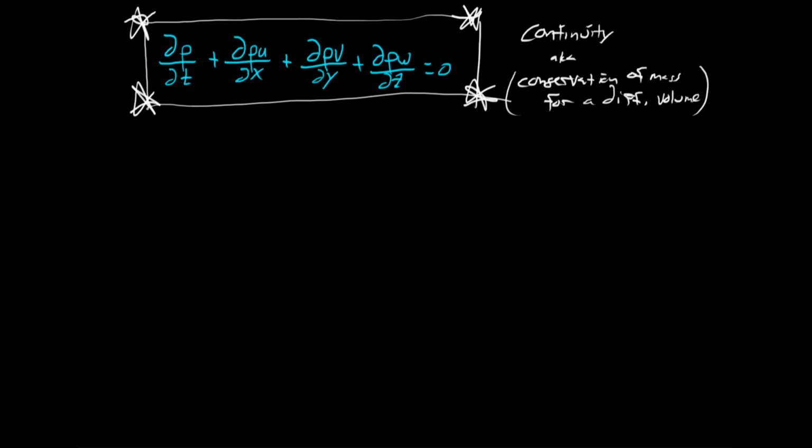We have ∂ρ/∂t plus ∂(ρu)/∂x plus ∂(ρv)/∂y plus ∂(ρw)/∂z, and all that has to equal 0. All this is saying is that the rate of change of the density plus the rate of change of ρu, which is like a mass flow rate per unit area, add those all up, you have to be 0. In other words, what goes in and what goes out is all captured by this term here.